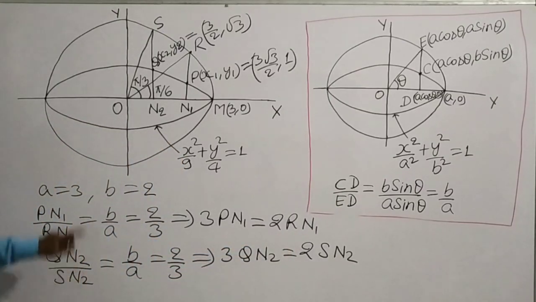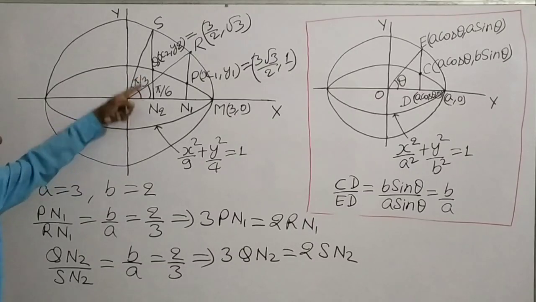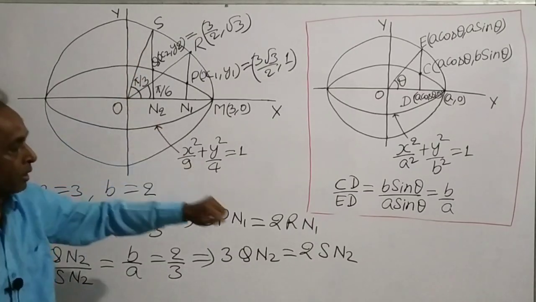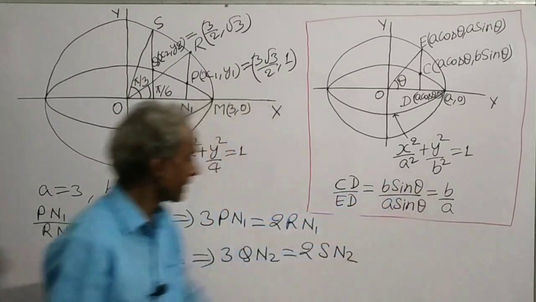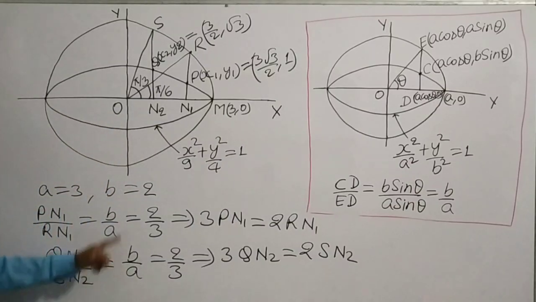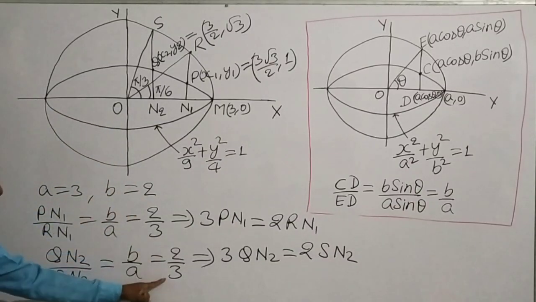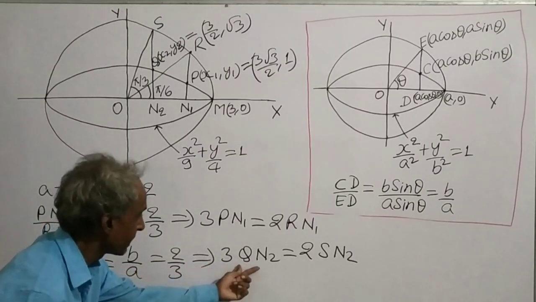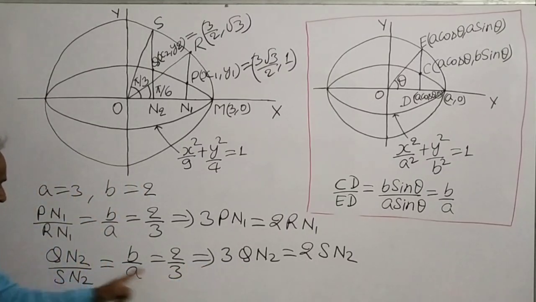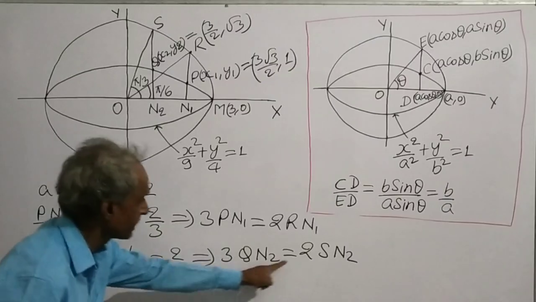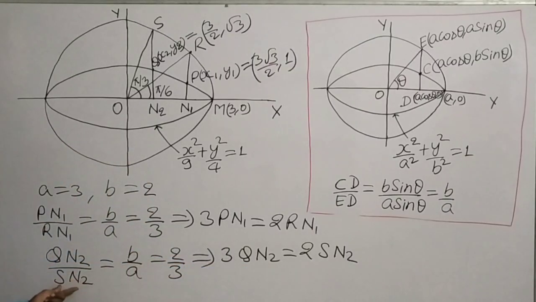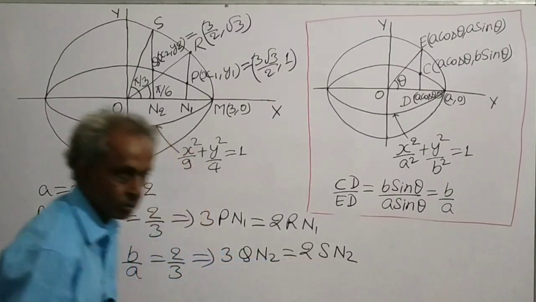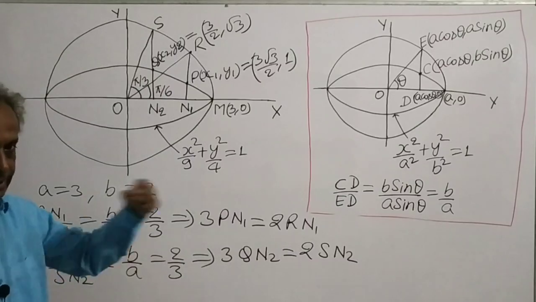Qn2 by Sn2 will be equal to B by A, that is equal to 2 by 3. After cross multiplication, we get 3Qn2 is equal to 2 times Sn2. Now the solution is complete.